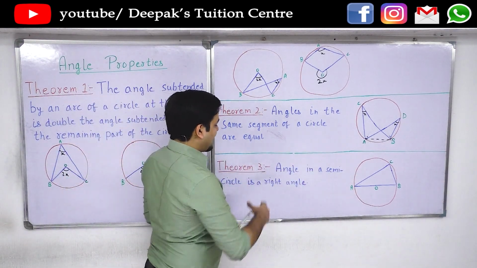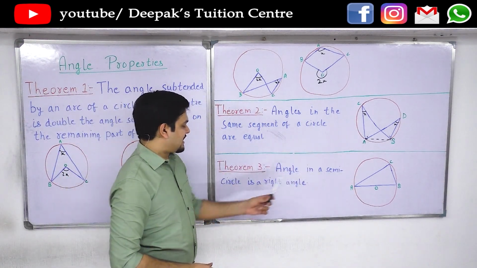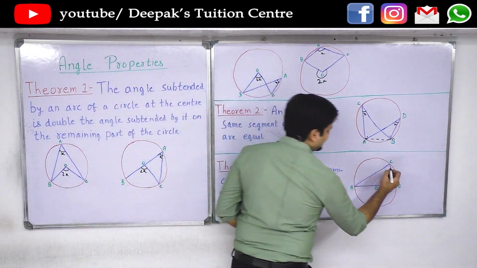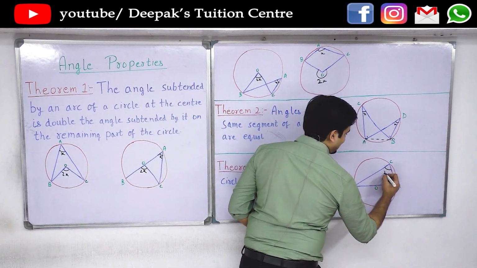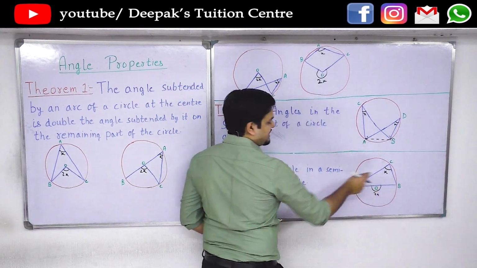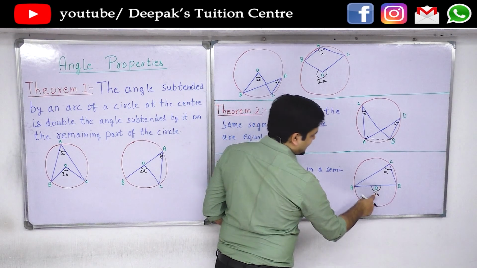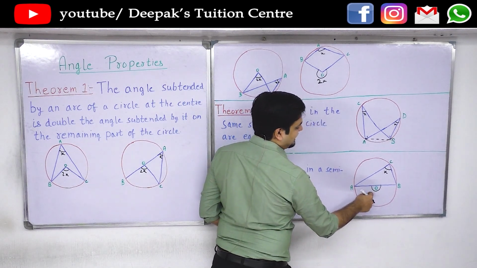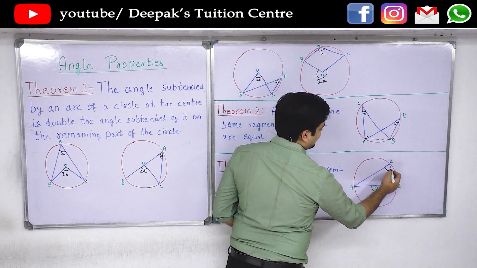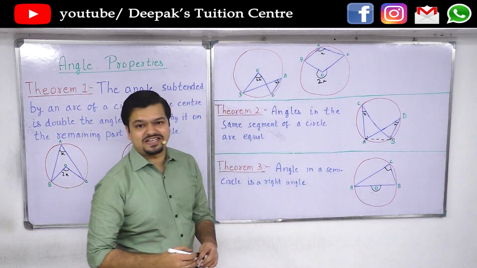Similarly, the third theorem: angle in a semicircle is a right angle. If this is the angle in a semicircle and this is x, then this angle should be 2x using the first theorem. And if this is 2x, we already know this is 180 degrees. So therefore this has to be 90 degrees. So we can say that the angle in a semicircle is always 90 degrees.